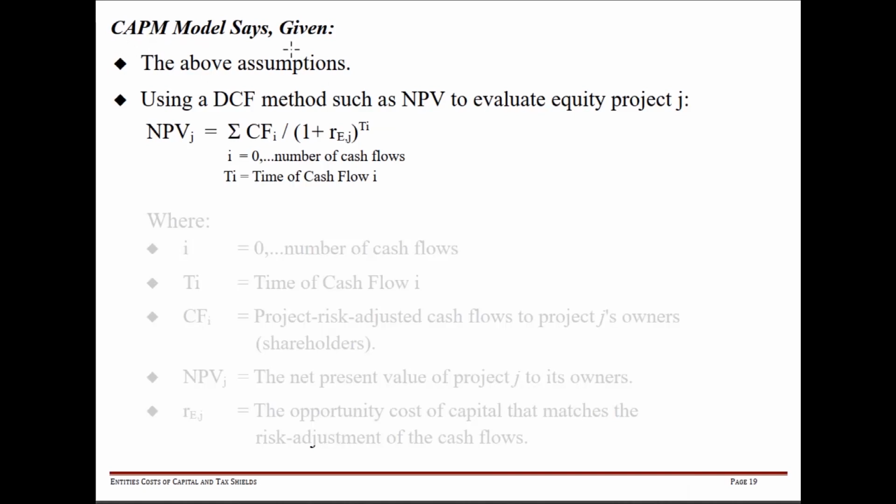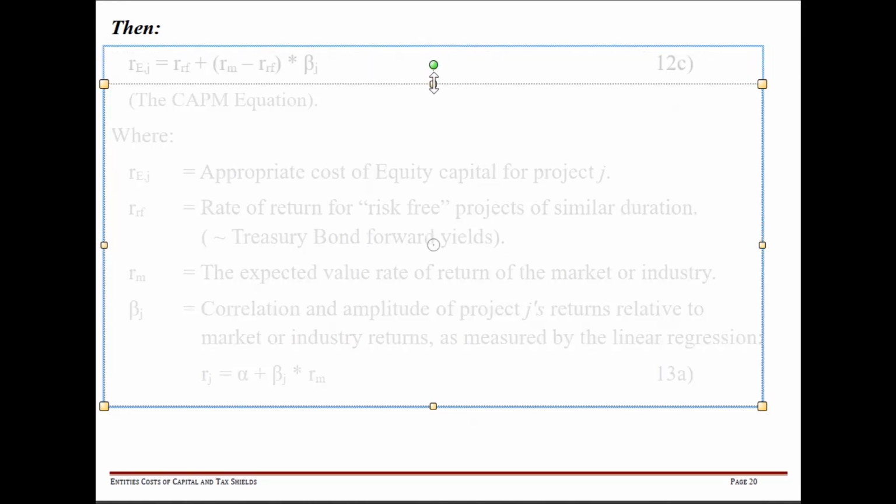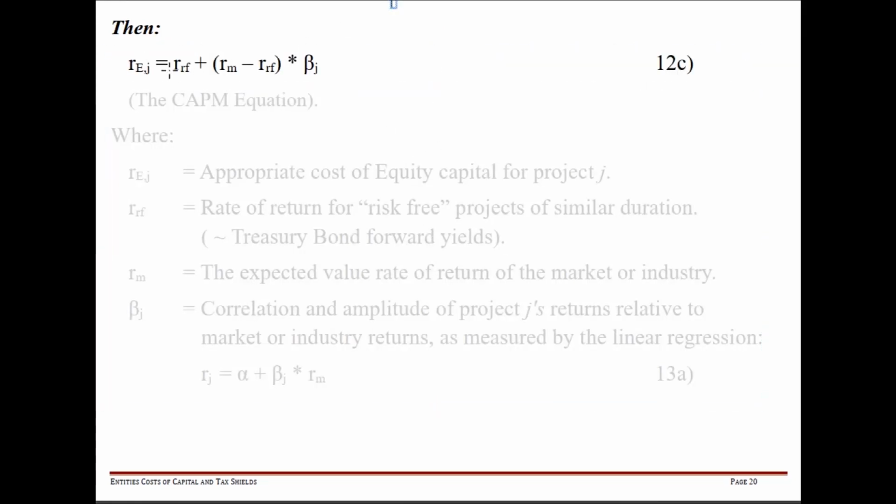So the CAPM model says if we're using a DCF method, such as NPV, to evaluate an equity project, like buy the company, do we want to buy this company? We use our NPV method, and we want to discount here with our equity cost of capital. So whenever we're trying to value a company for owners, we need to discount with the equity cost of capital. The CAPM model says the equity cost of capital to use comes from this equation, where you know now all the things in this equation.